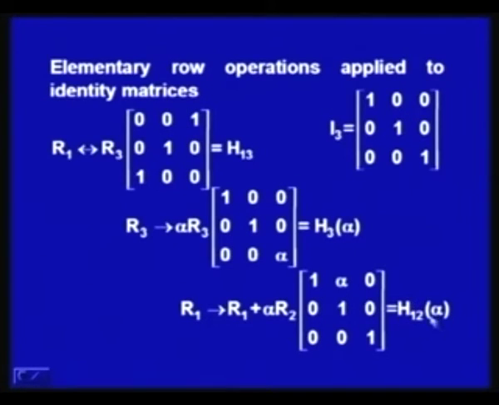Now, these matrices are called elementary matrices. So, elementary matrices are obtained from the identity matrix by applying elementary row operations.